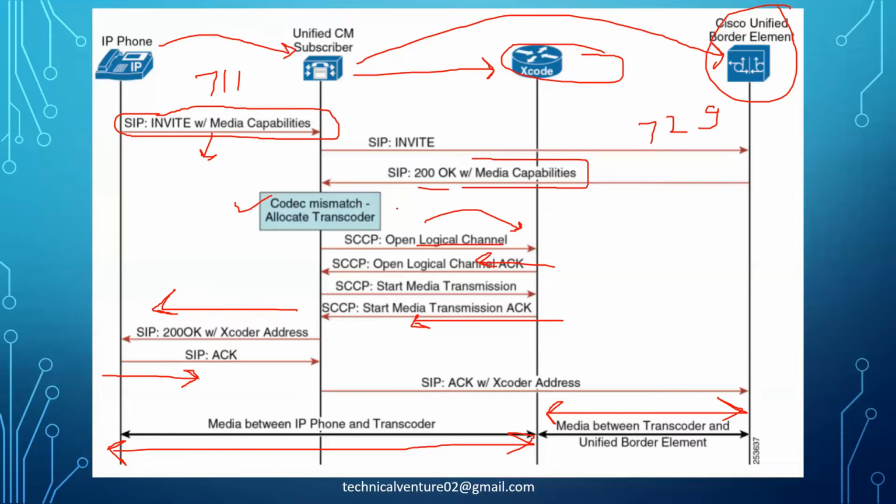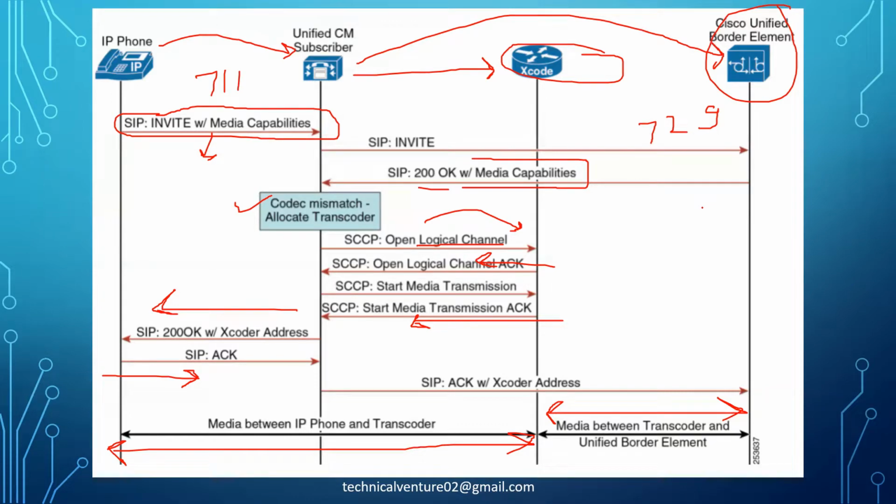That means if there is a codec mismatch and a transcoder is not there, the ring will still be there on that phone. As soon as someone picks up that call, there will be no audio, one-way audio, or maybe it will drop the call as well. These are the things that can happen.